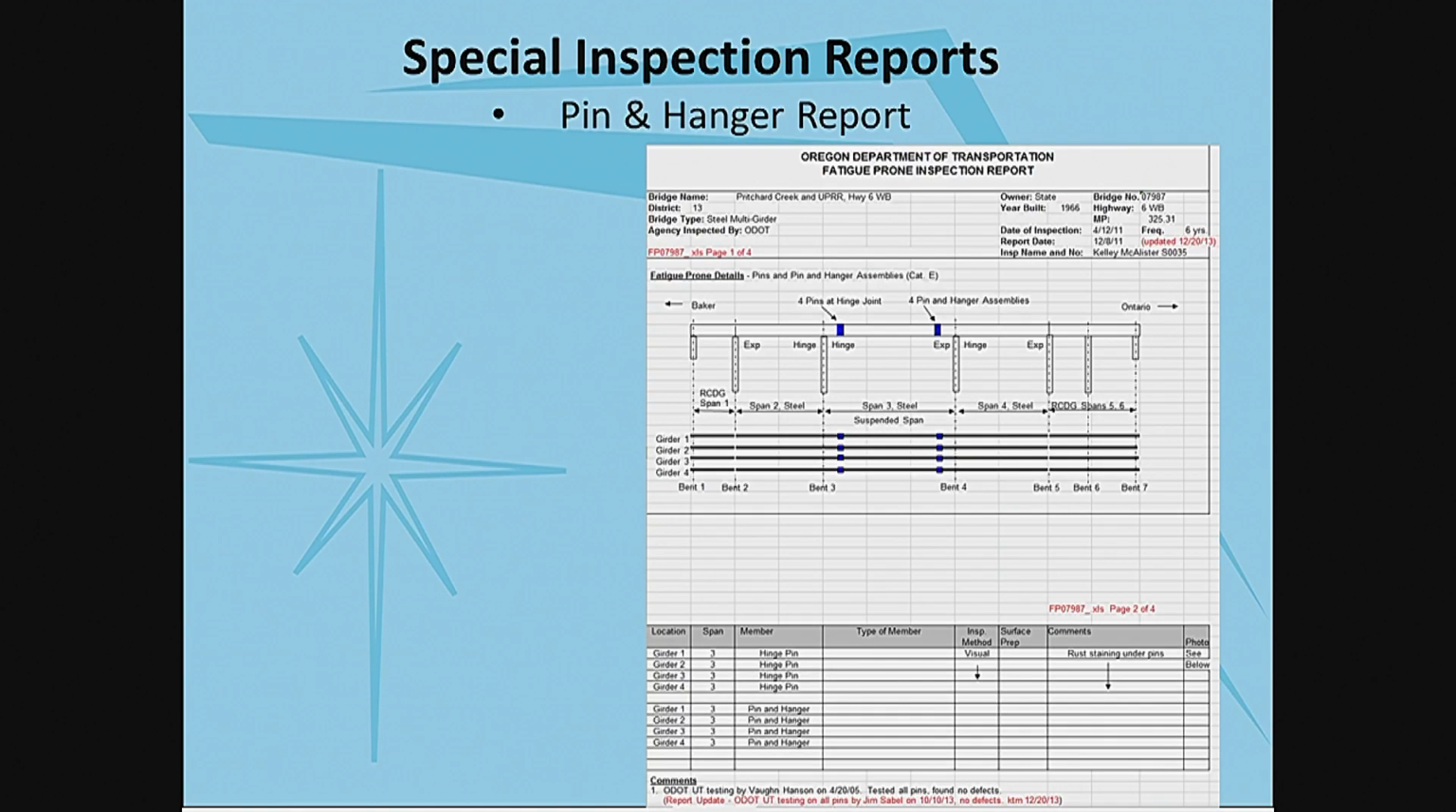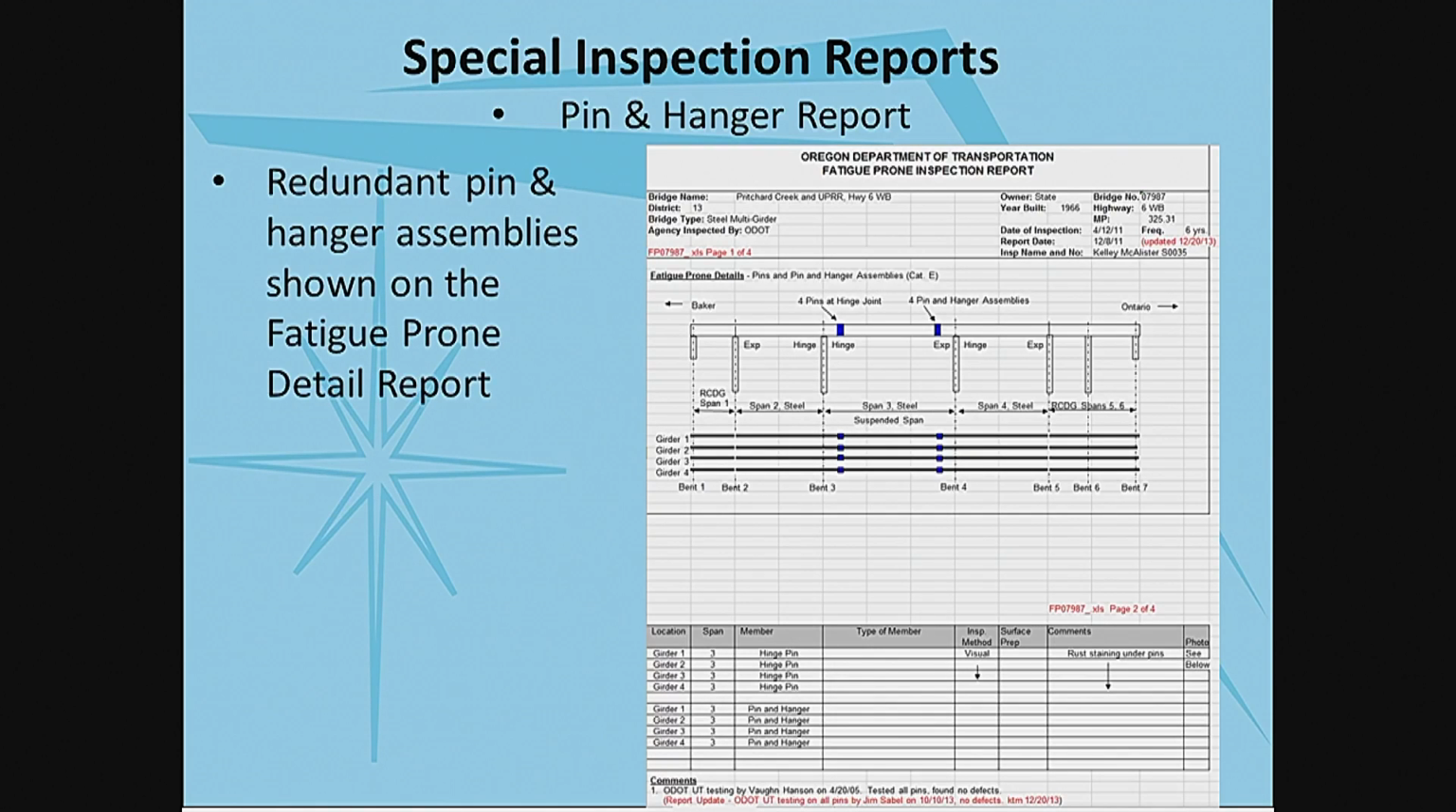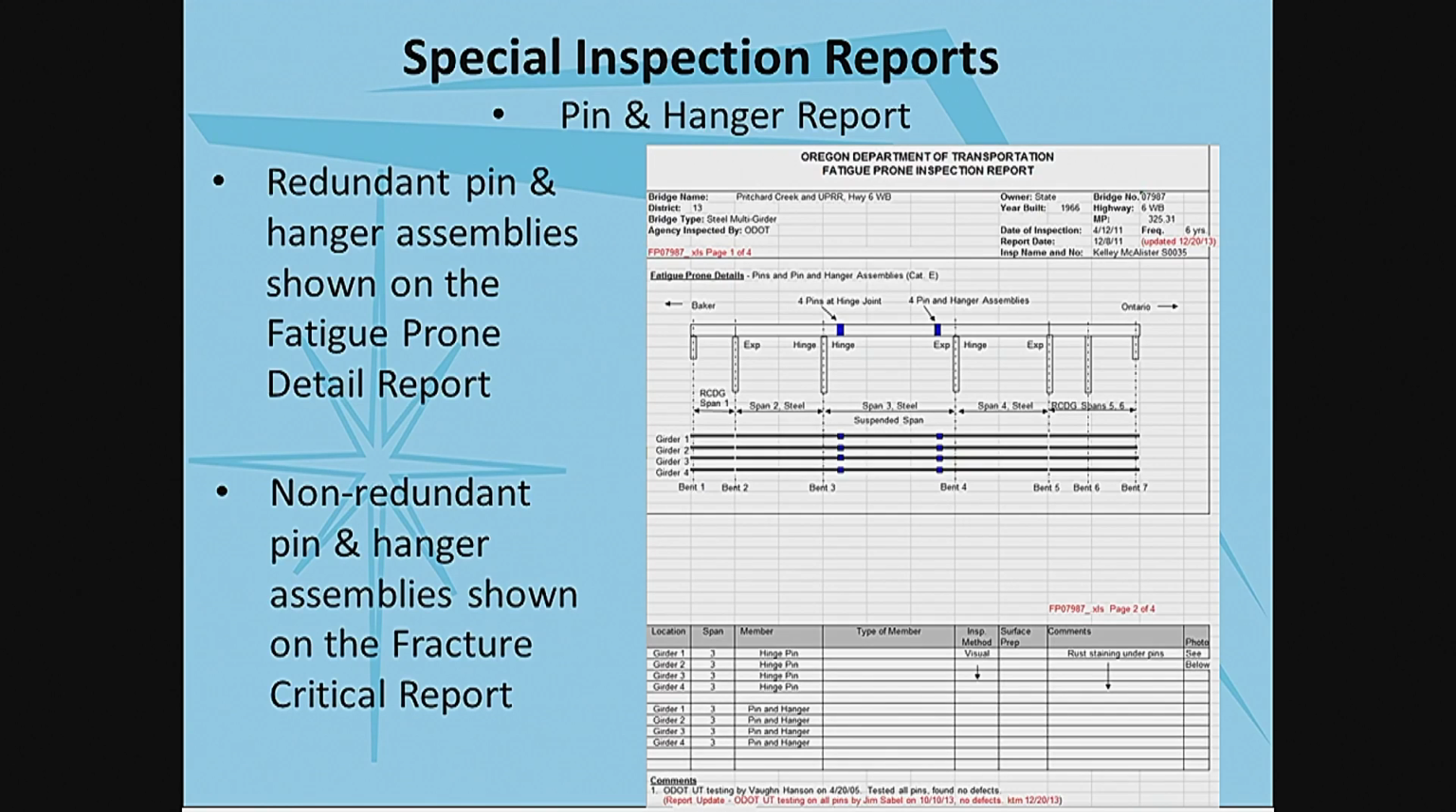And then another special supplemental report is the pin and hanger report. So you could have redundant pin and hanger assemblies shown on fatigue-prone detail reports, where you have several rows of girders and they're connected with a pin. So you might have 10 girder lines. So those are redundant girder lines with pin and hanger assemblies. Or you might have non-redundant pin and hanger assemblies where you just have 2 girders on a fracture critical bridge. And so if one of those pins were to fail, that's not a good thing. So those have to be looked at every 24 months.